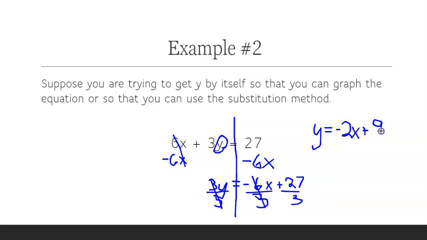So now we've got an equation that's a lot easier to graph. You also would be set up to use the substitution method if you end up liking that when we do systems of equations in a few months. But there you go. It's a simple example of how you can move things around to get something that maybe is more useful for what you're trying to do.